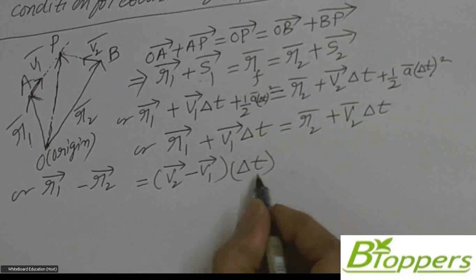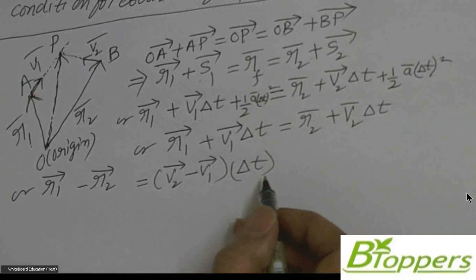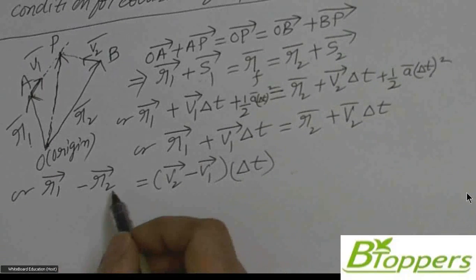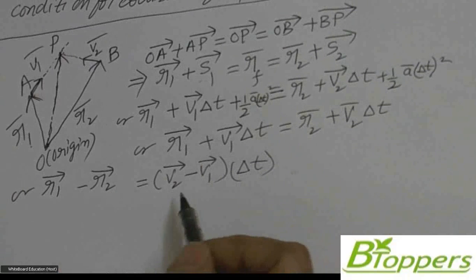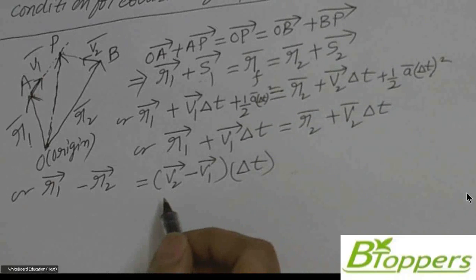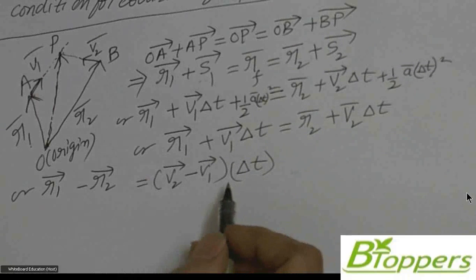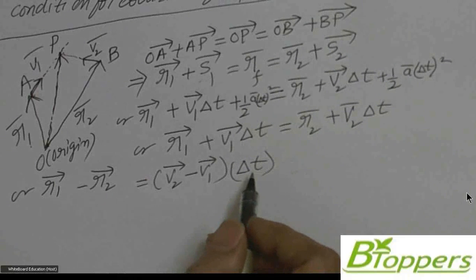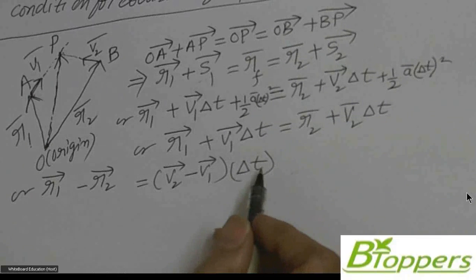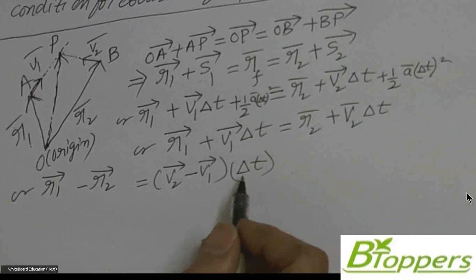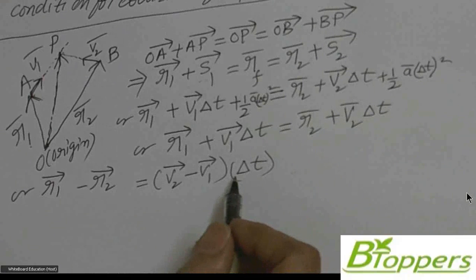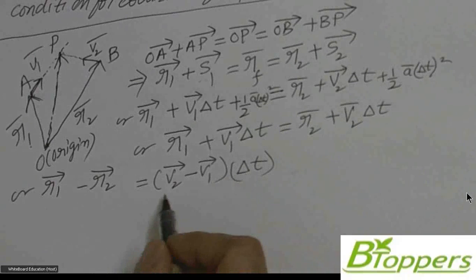So the time interval delta t is always positive. In case you are given a problem with R1 bar and R2 bar given, and V1 bar and V2 bar also given, and you are asked to find whether they collide or not, you follow the same procedure and find delta t. If delta t, suppose, comes out to be negative mathematically, it means the collision is not possible because the time interval cannot be negative. If delta t is positive, then the collision is possible.